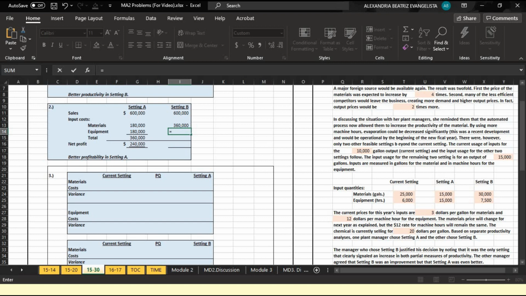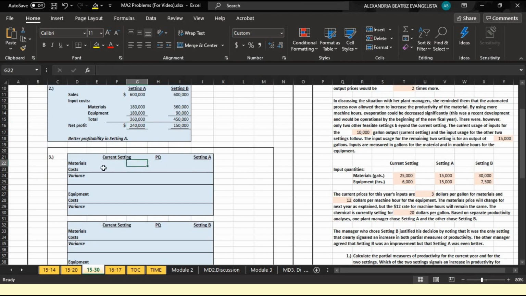And for the equipment, we're going to multiply $12 per machine hour by 7,500 hours. That would give us 90,000. And the total input costs for setting B is 450,000. And the net profit is 600,000 less total input cost, and that is 150,000. So if we're going to look at the numbers, it is clearly that setting A is better in profitability.